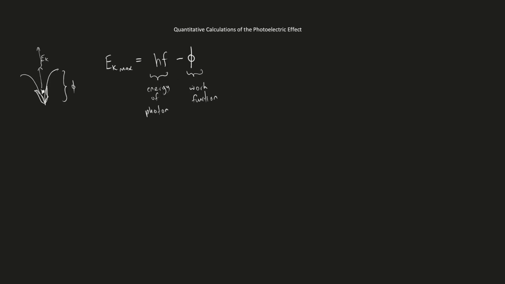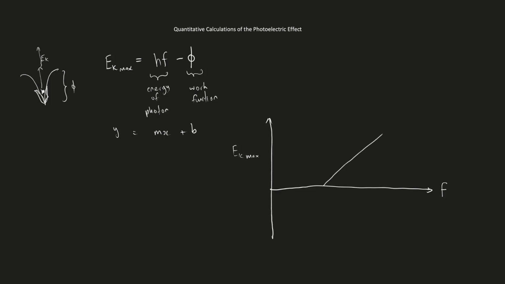You might notice something about this equation. It is in a pretty typical format for a linear equation, the same basic structure as y equals mx plus b, if plotted correctly. So let's think about what we would need to graph here. If you make a graph, and we'll draw this over to the right, and on the y-axis you plot the maximum kinetic energy, Ek max, and on the x-axis you plot the frequency of the incoming photons, you will get a nice linear equation.